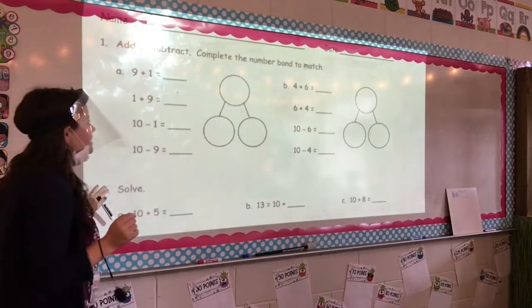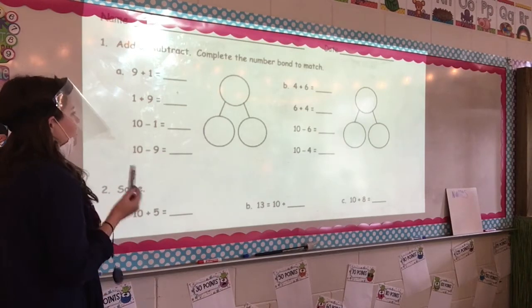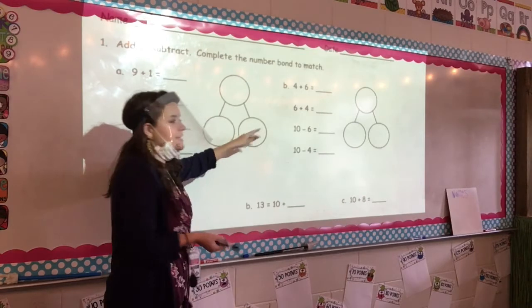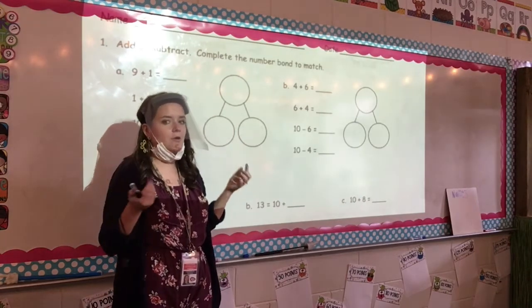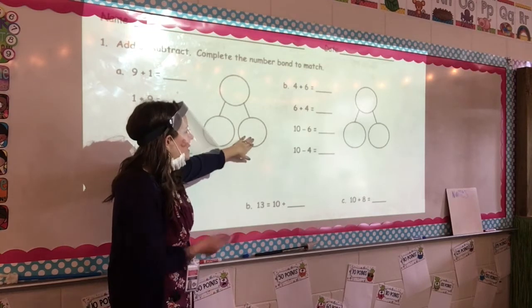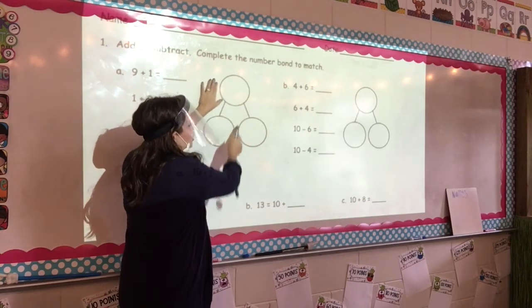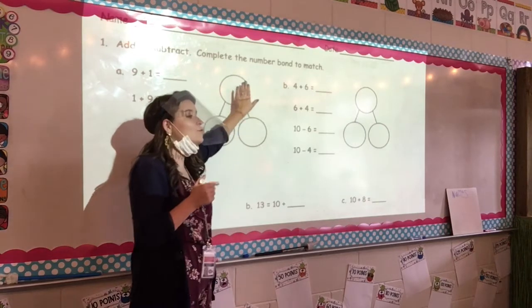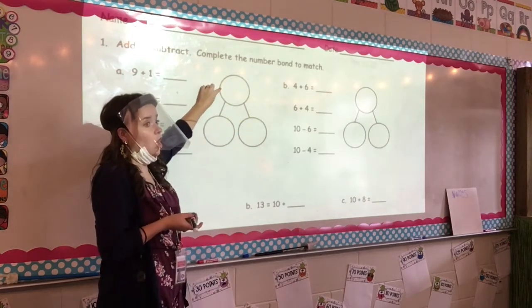All right, so I just gave you your exit ticket. Last week we talked about number bonds. I want to see if you remember what we talked about. I have these 2 circles on the bottom and they're both connecting to a circle on the top. Do you remember what we call the number on top?